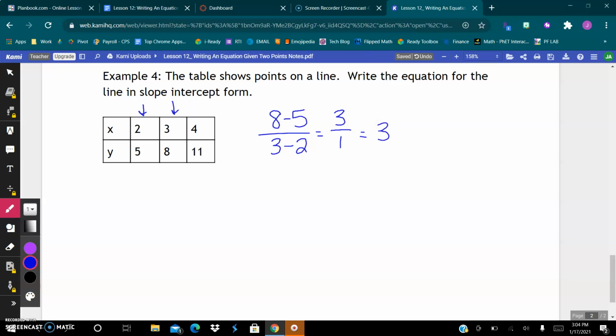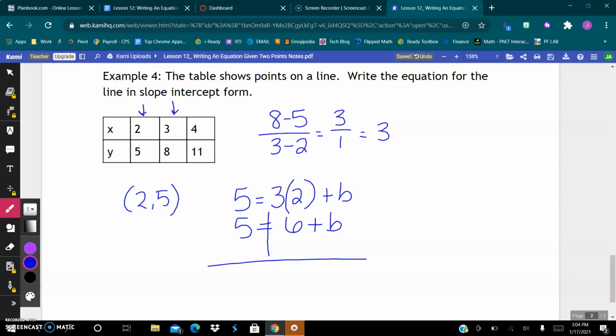And again, pick one of the points. I'm going to pick (2, 5). Y is 5 equals m is 3. Our x is 2. And we have to figure out what that b is. So simplify. One-step equation. We have to get rid of the 6, so we're going to subtract it from both sides. So b is negative 1. So our equation would be y equals 3x minus 1.